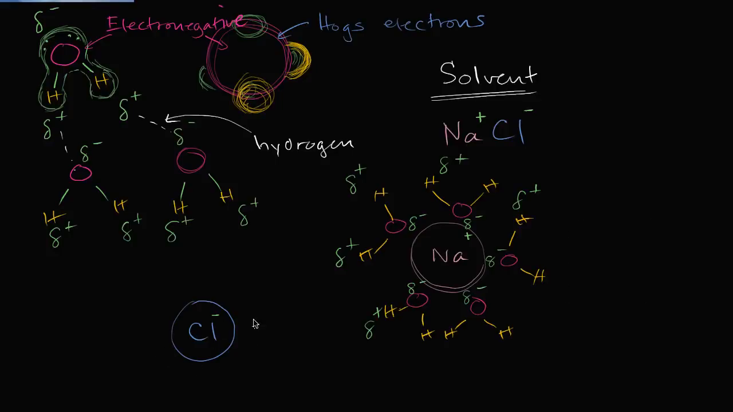The chloride anion, it has a negative charge, so it's going to be attracted to the positive end of the water molecules. So you can imagine something like this. The hydrogen ends are going to be attracted to it. They have a partially positive charge. And of course, you have the oxygen end that has a partially negative charge. And I could draw more of these. Hydrogen, hydrogen.